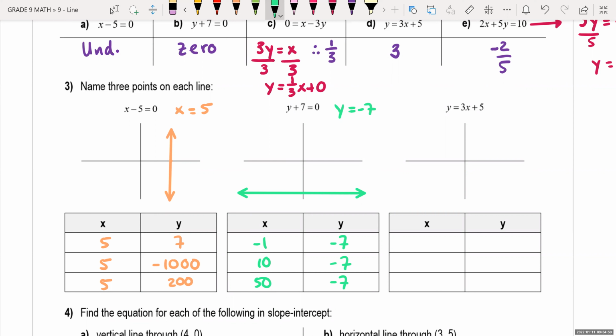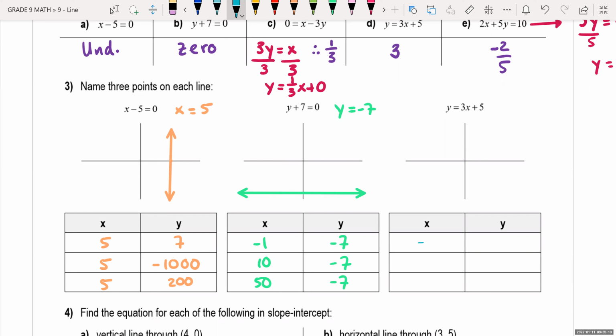Okay, the last one, y is equal to 3x plus 5. It's not as easy as it seems. How would we do this question? Well, this is going to be related to what we did yesterday. Remember when we made our table of values? For this question, we have to make a table of values. They didn't tell us any x values, so really, you can pick anything you want.